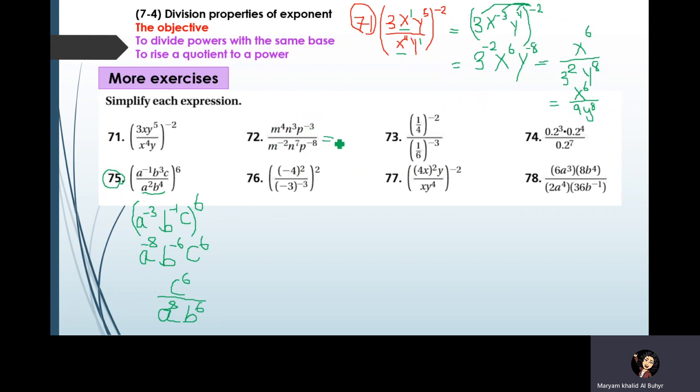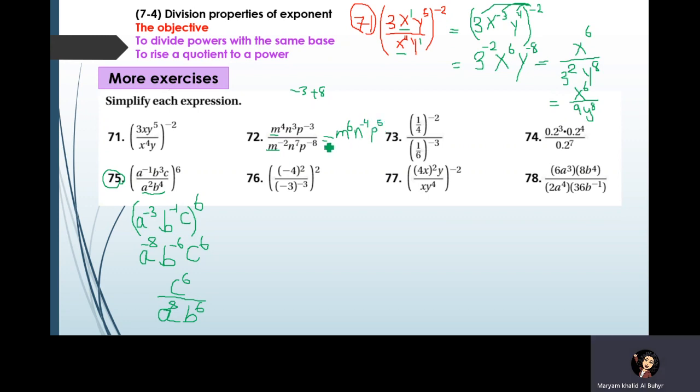Here, there is no power raised to another power. Remember, this screen, which is more exercises, includes all the lessons that we learned before. M and m here will be m to the power 4 minus minus 2. So 4 plus 2 will be 6. Remember, I'm adding and subtracting the powers if I have the same base, m and m the same. Then I have n. So n to the power what? 3 minus 7, minus 4. P to the power minus 3 minus minus 8, plus 8. So it will be 5.